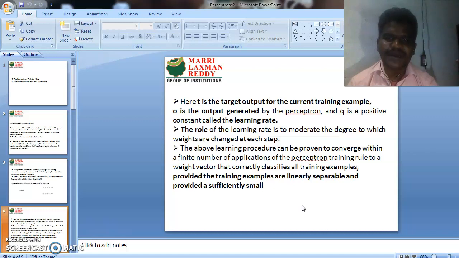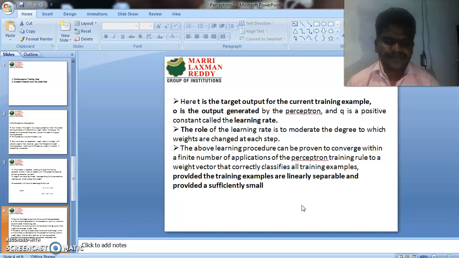Next is gradient descent. Here t is the target output for the current training example, o is the output generated by the perceptron, and eta is a positive constant called the learning rate. The role of the learning rate is to moderate the degree to which weights are changed at each step.